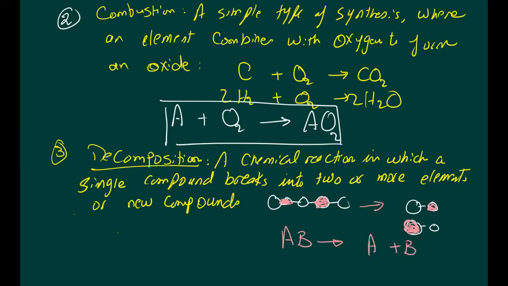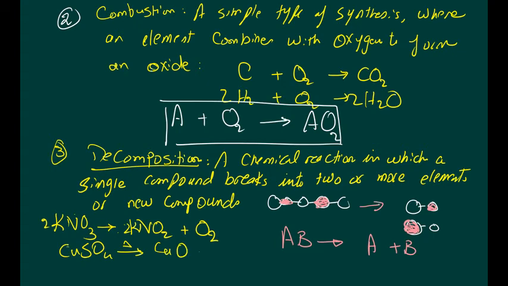In chemistry, we can give some examples like KNO3 decomposes to give KNO2 plus O2. Or when we say CuSO4 decomposes to give CuO and SO3.